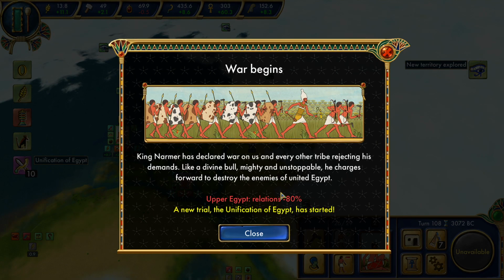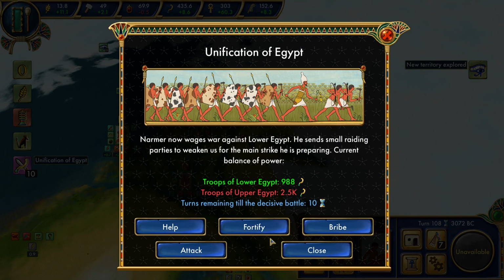And here it is, war begins. New trial, the unification of Egypt. Relations are not good. King Narmer has declared war on us and every other tribe, rejecting his demands. Like a divine bull, mighty and unstoppable, he charges forward to destroy the enemies of United Egypt. That doesn't sound good. He sends small raiding parties to weaken us for the main strike, and the balance of power is not favorable to us.